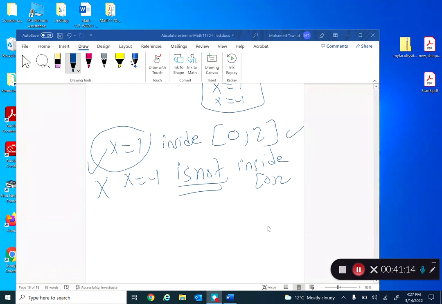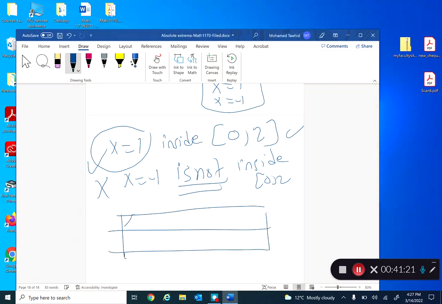So what is the last step? Now I have to make a table, right? Here is your table. You have x and f of x, and I have to put 0 and 2. Between 0 and 2, I have to put the stationary point, which is 1. Negative 1 is outside this interval, not in the domain, so it is not a stationary point, and 1 is the only stationary point.